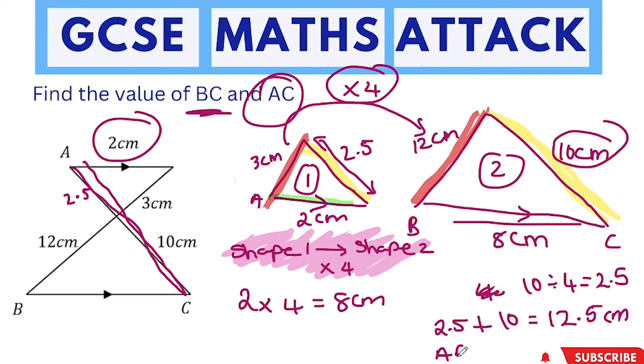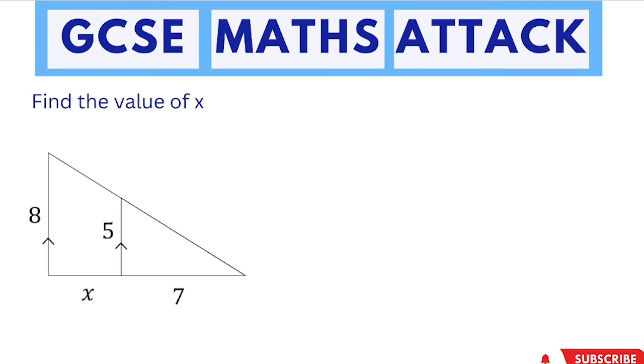So AC equals 12.5. Okay, so what I'd like you to do is pause the video and have a go at this question. Okay, so you probably had a go at this question over here. So let's begin. Now we can see that there are 2 triangles over here. Now obviously in this question it didn't state that it's mathematically similar. It should say it's mathematically similar, but let's assume it is.